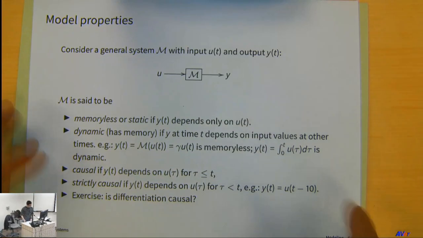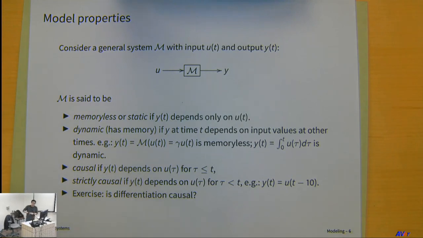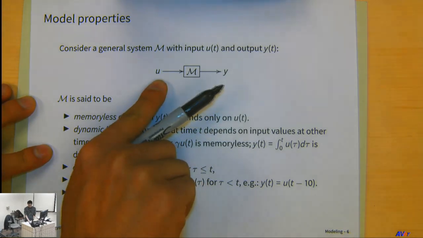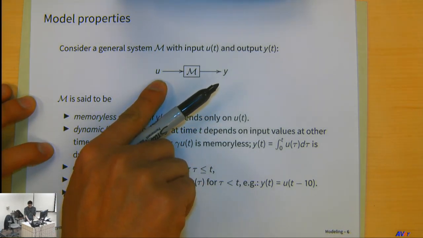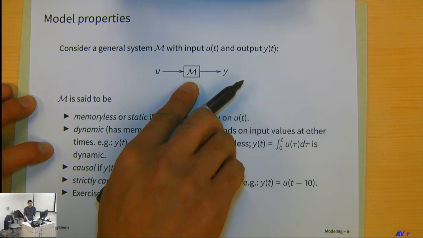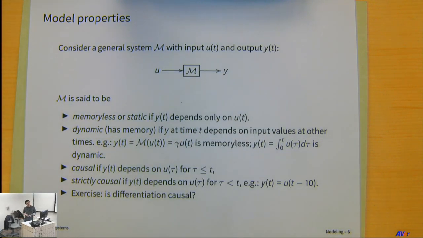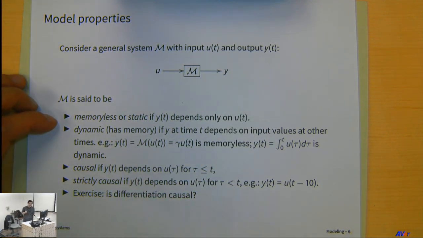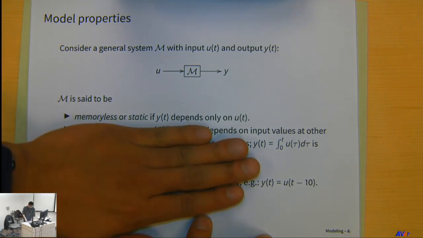Once we build these models, once we have an understanding of how the output responds to the input, either the model is an ordinary differential equation from Newton's law or something else, then it is important to start thinking about what kind of general property this model has. By that, I mean these kinds of things. We can classify the model into different categories just by looking at the mathematical descriptions. Let's go through this one by one.